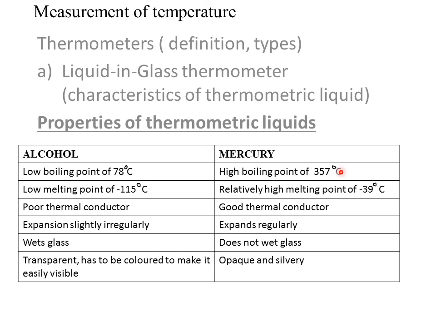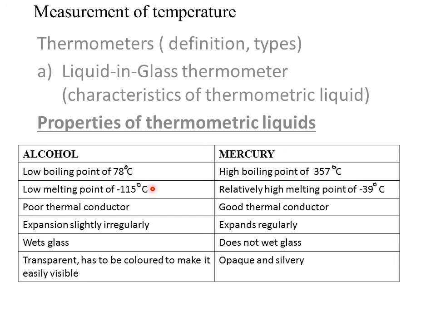What this simply means is that mercury is preferred for measuring very high temperatures, because it can measure up to 357 degrees Celsius. Then alcohol has a melting point of negative 115 degrees Celsius, but mercury has a relatively high melting point of negative 39 degrees Celsius. So alcohol is appropriate for measuring very low temperatures. That's why we prefer using alcohol as the thermometric liquid in Arctic regions. Remember, these are around the North Pole, where the temperatures are very low.